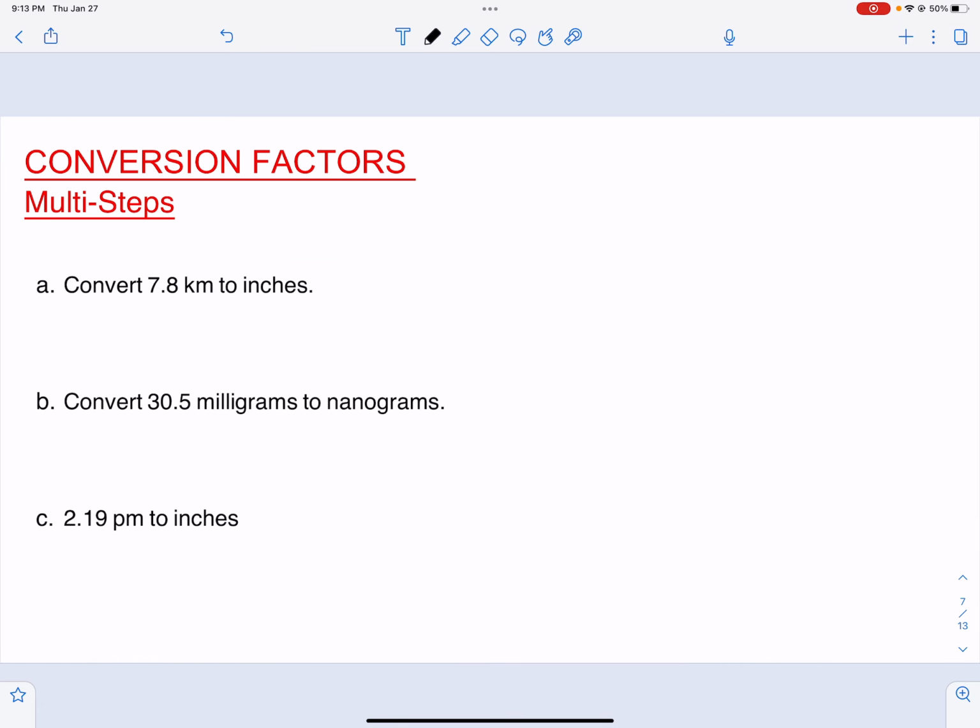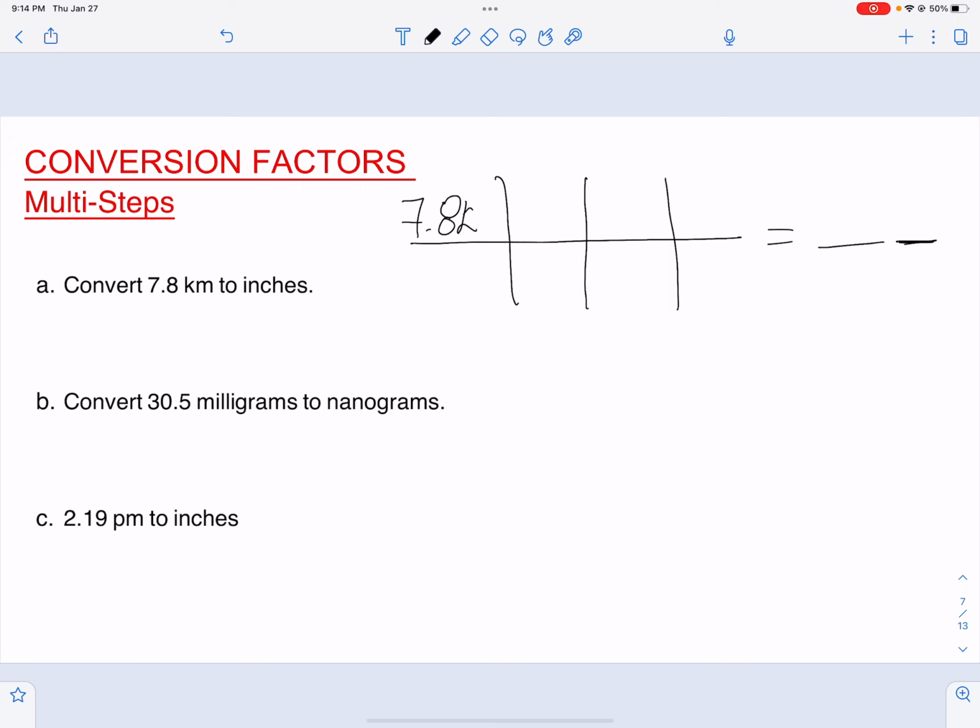And then let's do a multi-step. So how do we do a multi-step? Well, we know it's going to look something like this. We're going to use several conversion factors, and then whatever we're looking for goes in there. So the first one, convert 7.8 kilometers. Beginning with 7.8 kilometers, can you find how many inches that is?